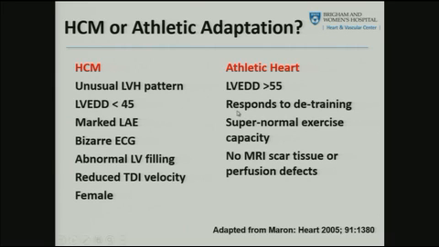If patients have supernormal exercise capacity and are vigorously training, then that's a circumstance where you do see it. People who are weekend warriors tend not to get that phenotype. And then on MRI, if you don't see late gadolinium enhancement or any perfusion defects, that also might suggest the athletic heart. These are not perfect, but these at least give you some ideas of how to differentiate the two entities.